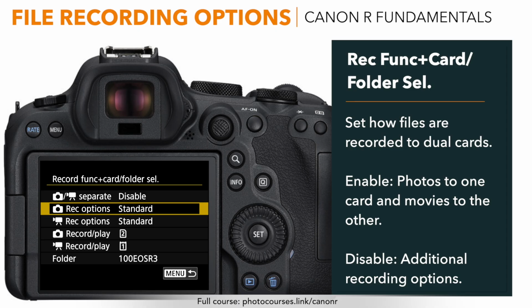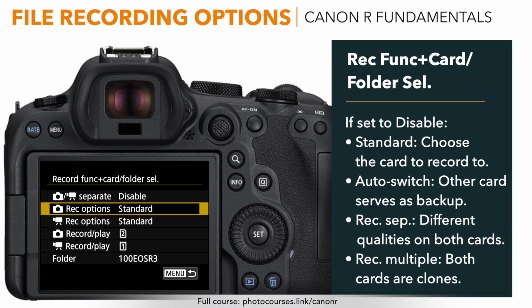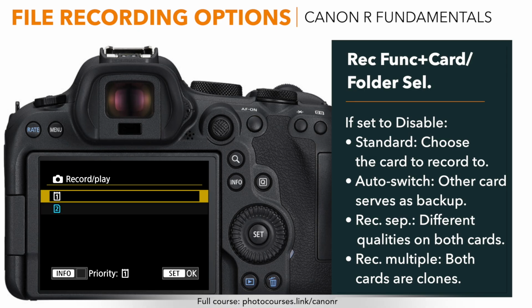Under Recording Options, this is where you can send different files to different cards. Standard is going to record to the card selected in the Record Play option we'll discuss in a minute. So if you select card 1 here, when card 1 fills up, nothing else can be recorded. It's not going to go to card 2. It's just going to stop. It's going to give you an error message. So I wouldn't really recommend that.